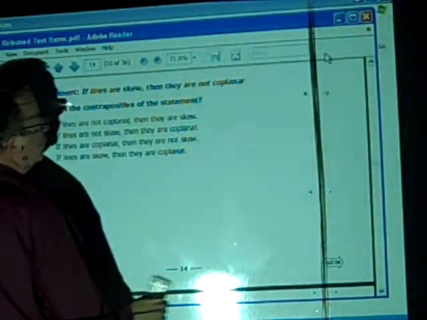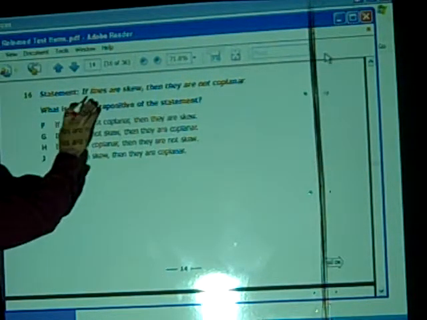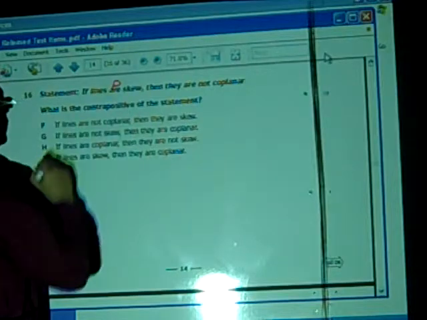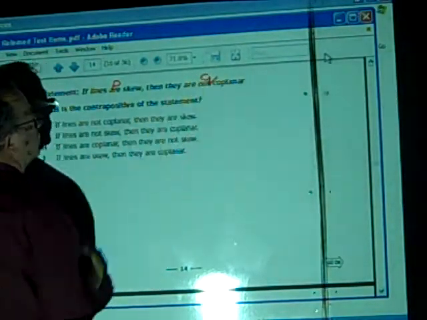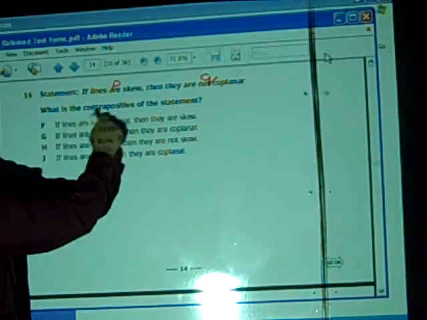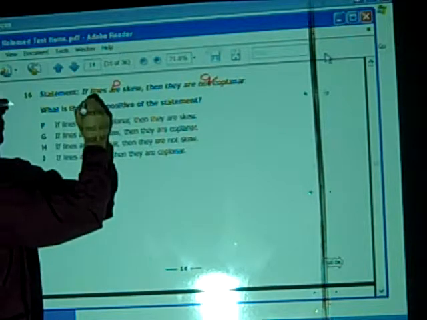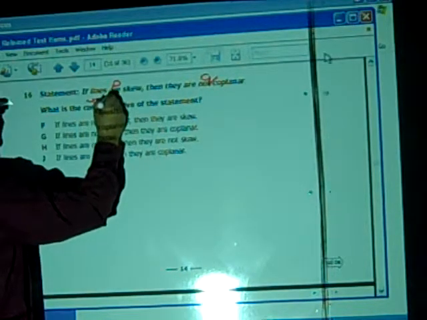All right, 16, we're into logic now. It says if lines are skewed, then they are not coplanar. Don't worry about what either one of those words means at this point. I'm just worried about how the statements are moved around. If lines are skewed, that's your first hypothesis. We're going to put a P there. They are not coplanar. We're going to make that Q. Now we're looking for the contrapositive. Well, we know for the contrapositive, you have to switch them and negate both of them. This will be not Q, arrow, not P.